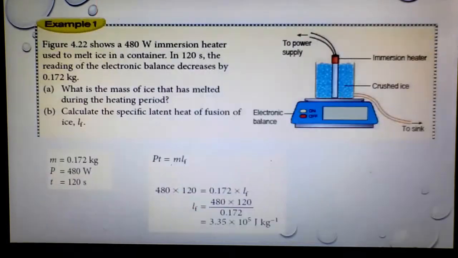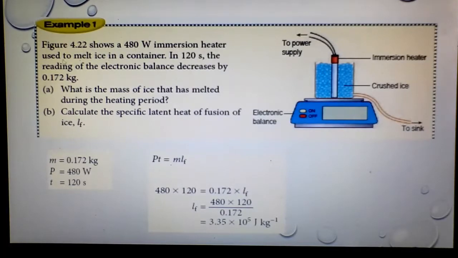Okay. So we have the calculation problem. Let's look at example 1. Figure 4.22 shows a 480 watt immersion heater used to melt ice in a container. In 120 seconds, the reading of the electronic balance decreases by 0.172 kilogram. A. What is the mass of ice that has melted during the heating period? B. Calculate the specific latent heat of fusion of ice.